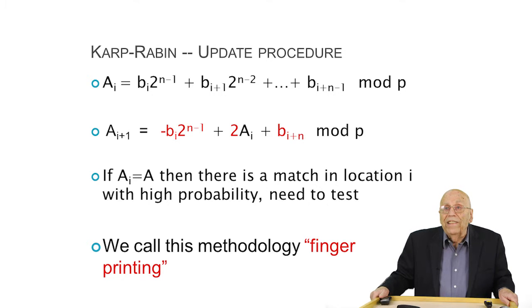An important feature is that the update of the fingerprint, so-called, of the ith stretch of n bits in the text can be updated from Ai to Ai plus 1 very easily, as is seen in the first 2 lines of the slides shown now. Now, if in fact there is a match, then of course there is going to be agreement of the fingerprints. However, at the same time, if the fingerprints agree, there is a match with very high probability. We call this methodology fingerprinting.